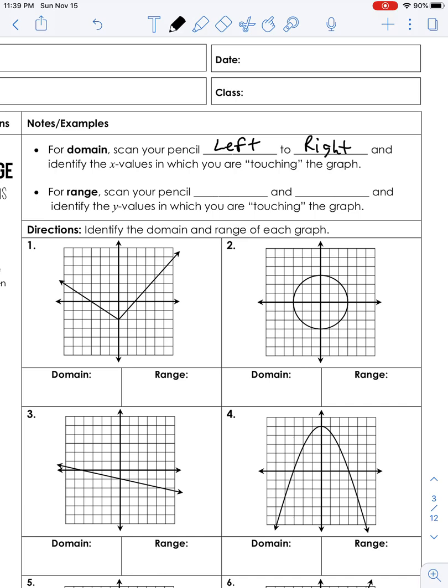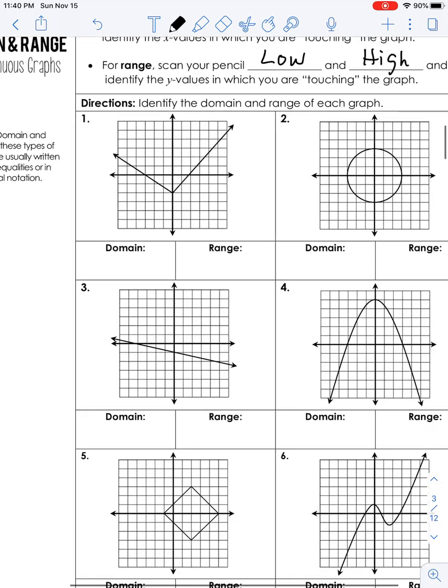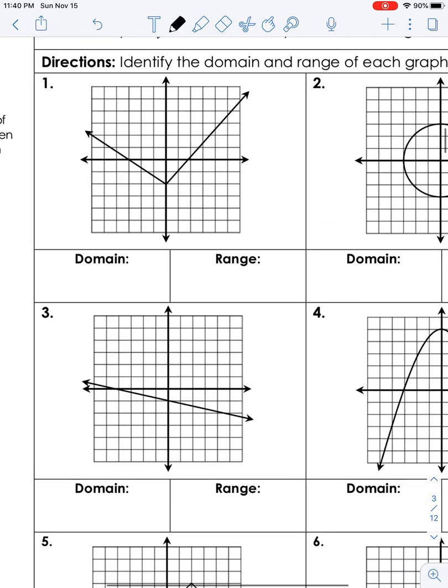For the range, scan your pencil low to high. I didn't make these notes, but if it was me, I would prefer to say from low to high and identify the y values in which you're touching the graph. So let's go to number 1, domain.